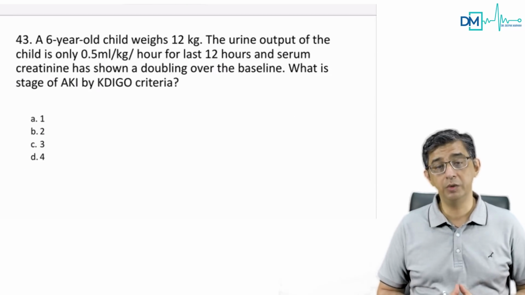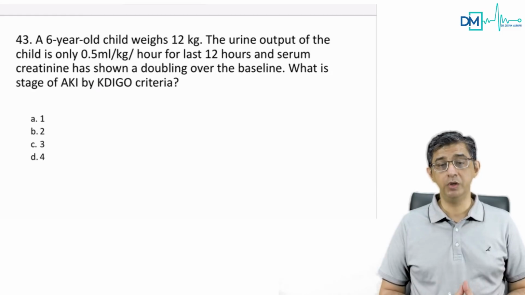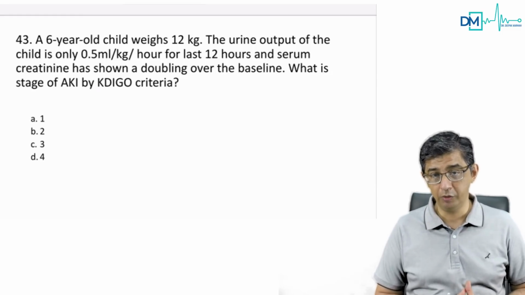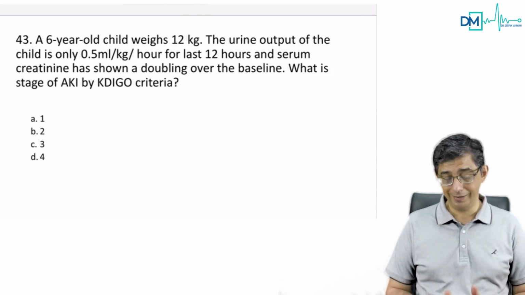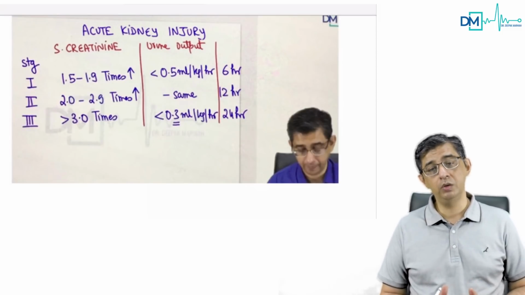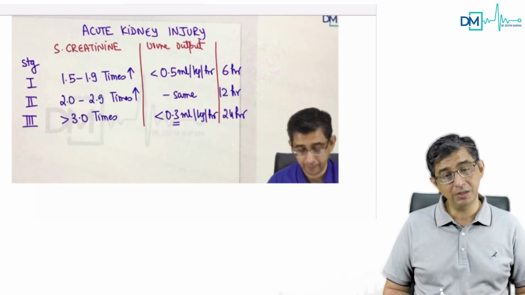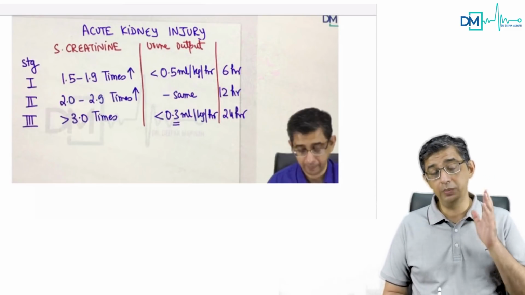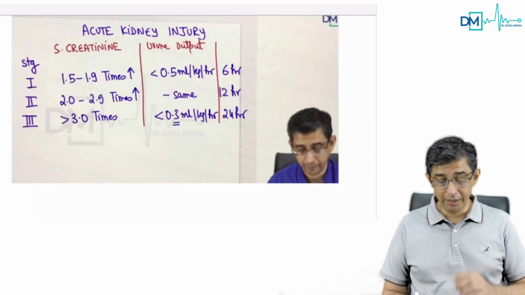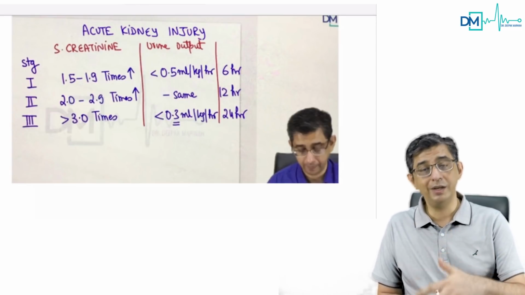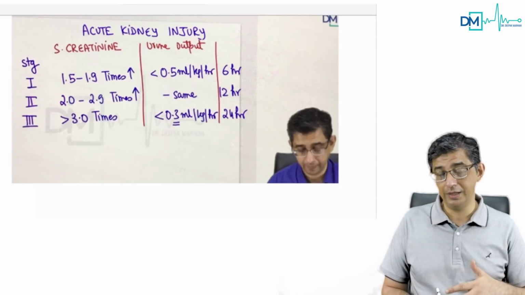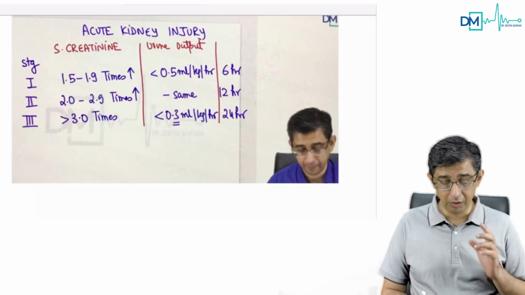The next question talks about this child, 12 kgs. The urine output is only 0.5 ml per kg per hour for 12 hours, and the serum creatinine is showing a doubling. What is the stage of AKI by KDIGO criteria? My request to you would be to kindly go through the app in the acute kidney injury section. There are 3 stages. Please don't mix with CKD. In CKD, it is GFR: 90, then 60 to 89, then 30 to 59, then 15 to 29, then less than 15. So we are not talking about CKD, we're talking about AKI.